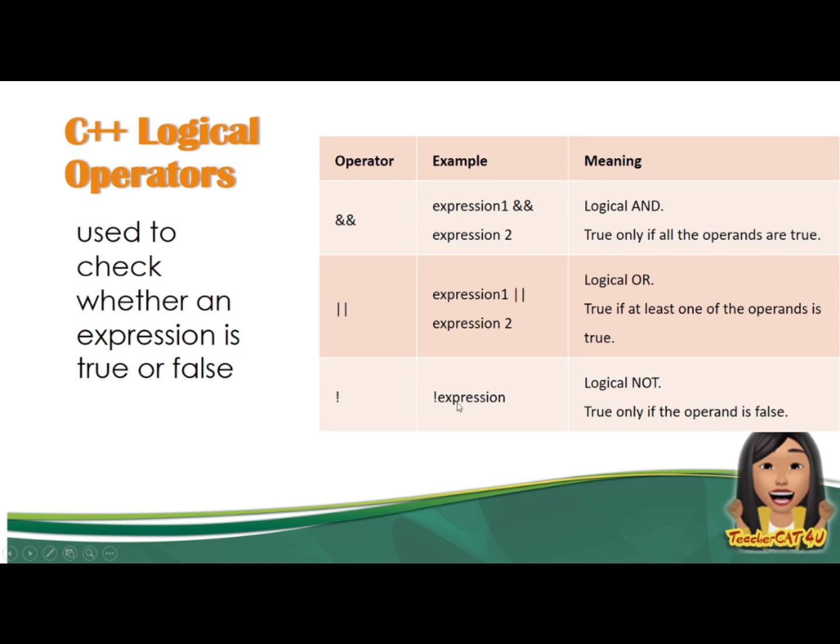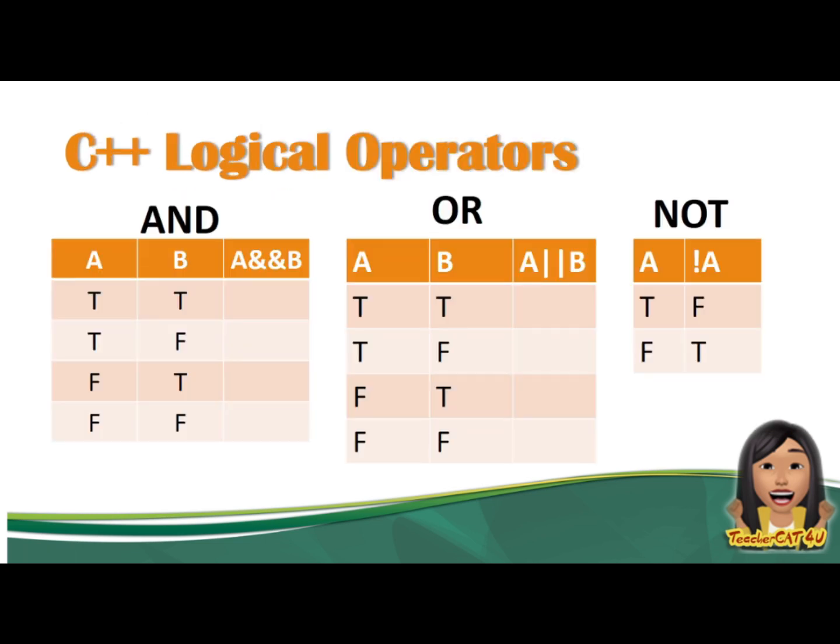For example, ang expression nyo ay true. So, ano ang kabaligtaran ng true? Therefore, it is false. Ito yung logical operators na truth table. So, for example, we have a variable A and B, then we were using an AND operator, the answer will be true and true, true, true and false. So may na-meet siyang false, ibig sabihin, magpo-false na yan.